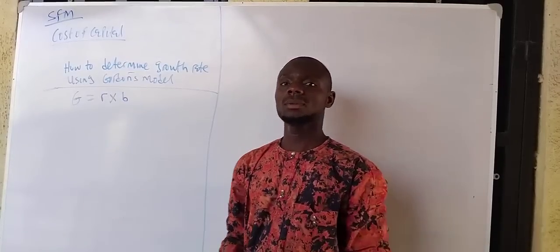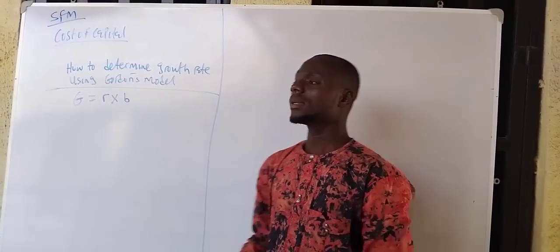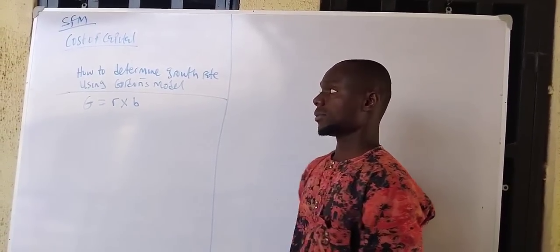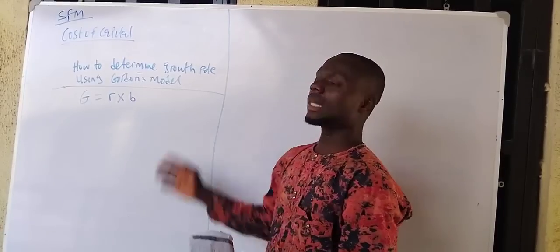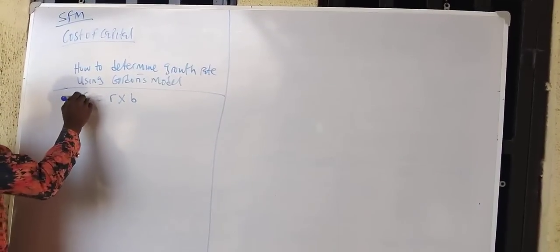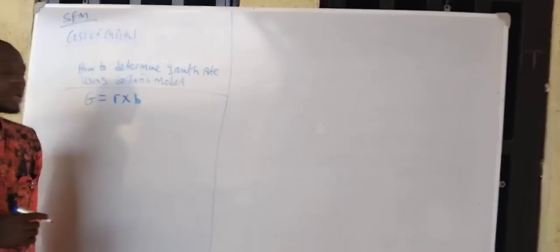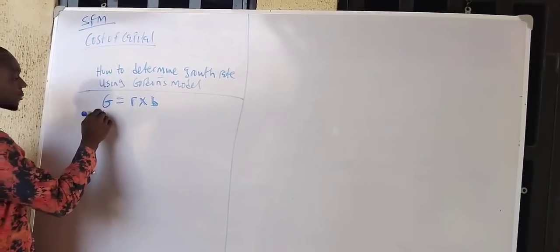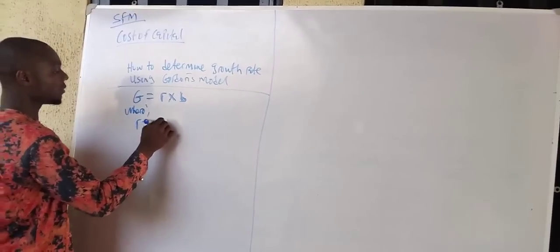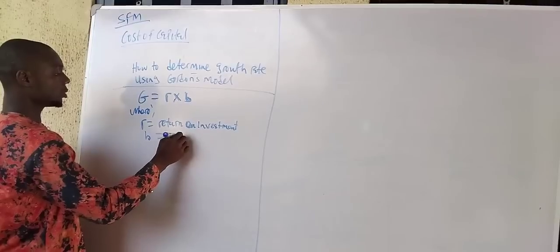Professional Institute. Today we shall continue with cost of capital, and we are going to examine Gordon's model. Now, how do we determine the growth rates? Growth rate is equal to R times B, where R is equal to return on investment, where B is equal to retention ratio.